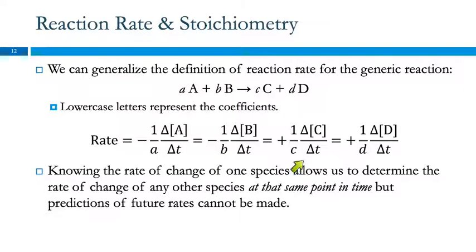If we look at the products, it's 1 over the coefficient times the change in its concentration divided by the change in time. These changes in concentration are positive, and so we don't need to mess around with the negative sign. Any questions?